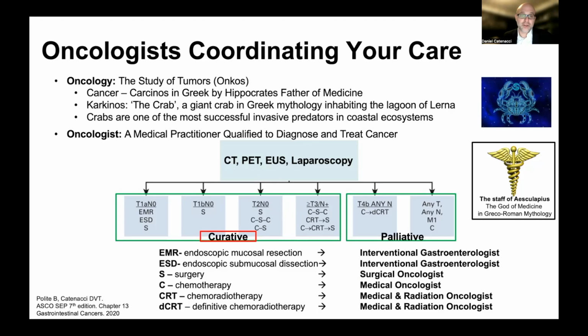So with respect to curative intent, there are a number of different specialists involved, and we're going to first focus on an interventional gastroenterologist. An interventional gastroenterologist performs procedures including endoscopic mucosal resection and endoscopic submucosal dissection, as well as one of the staging procedures, endoscopic ultrasound. Their procedures are reserved for very, very localized early stage cancers.